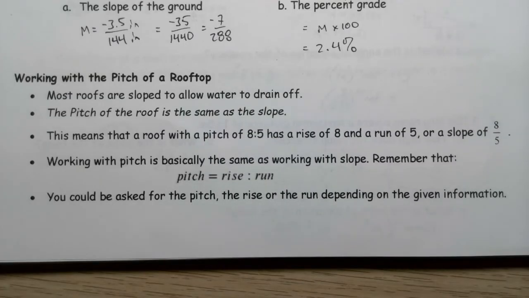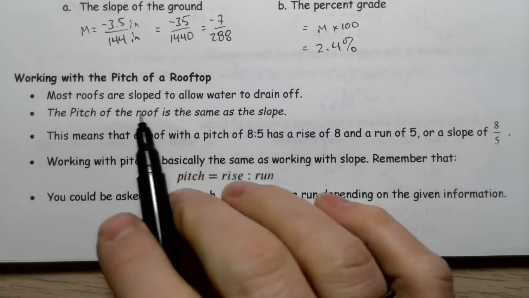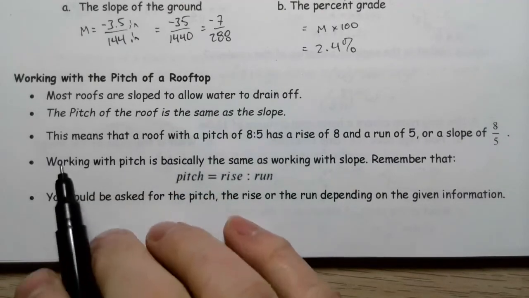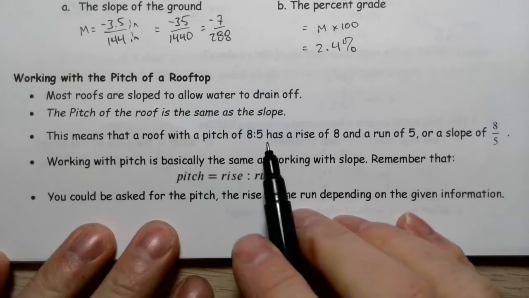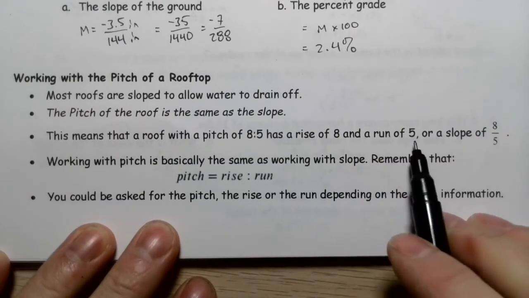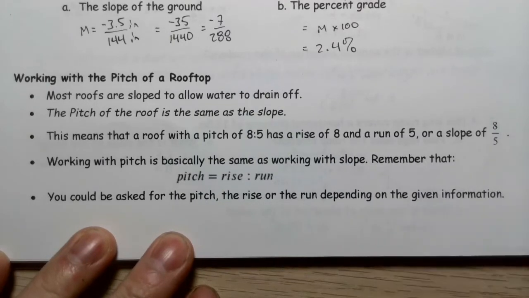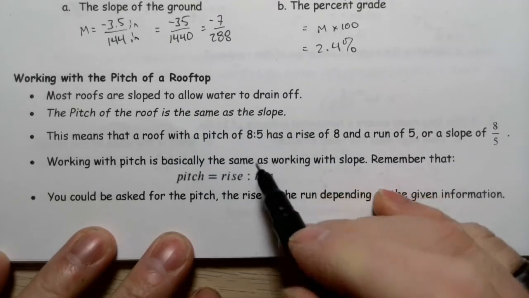Okay, one other application that we want to look at here is when we're working with the pitch of a rooftop. I mean, this really affects everybody here. You're probably living someplace where there's a bit of an incline to your roof, so that the water will drain away. And that's what we're talking about here. So the pitch of the roof is the same as the slope. So this means that a roof with a pitch of 8 to 5 has a rise of 8 and a run of 5, or a slope of 8/5. So that's what that means here.